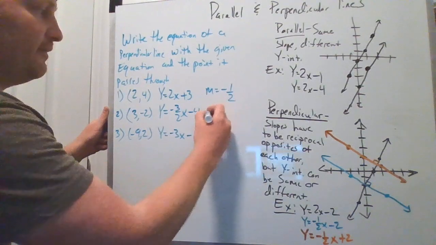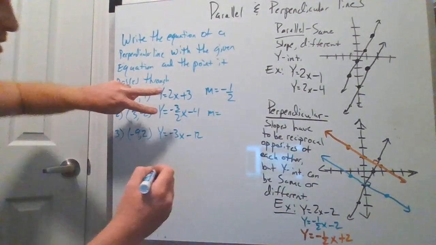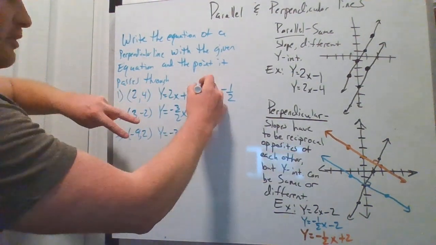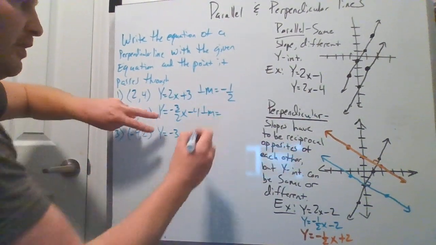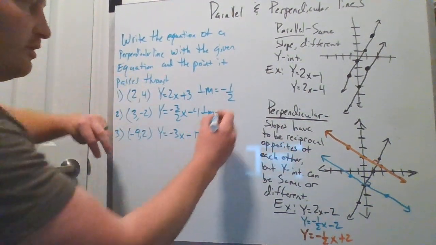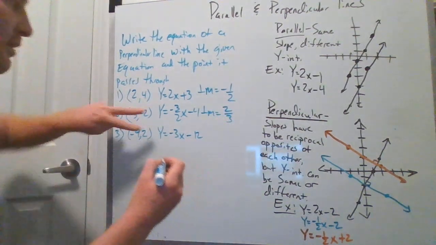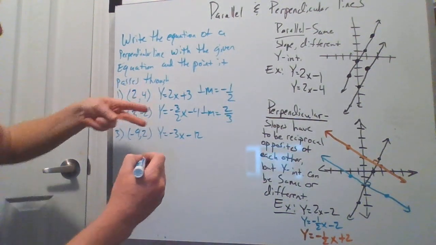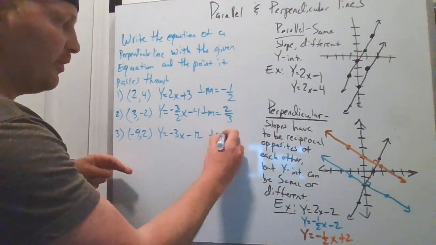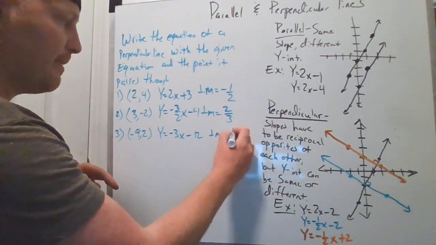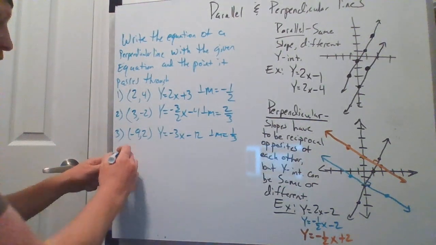Now it's -1/2. If you want to give yourself these notes, the reciprocal for a perpendicular slope for this one: reverse the 2 and the 3 and make it opposite. So now it's +2/3, flip the numerator to denominator. My perpendicular slope is going to be +1/3. Let's do number 1 first.